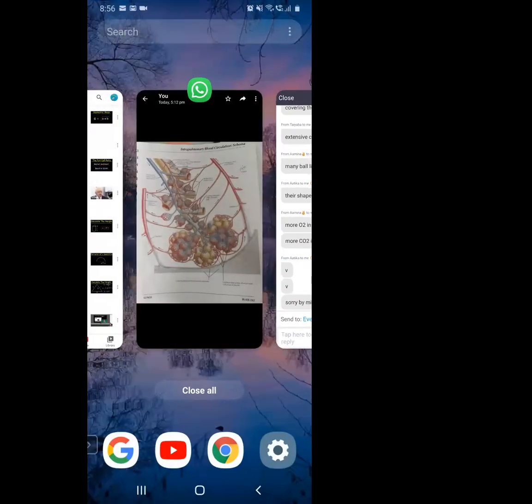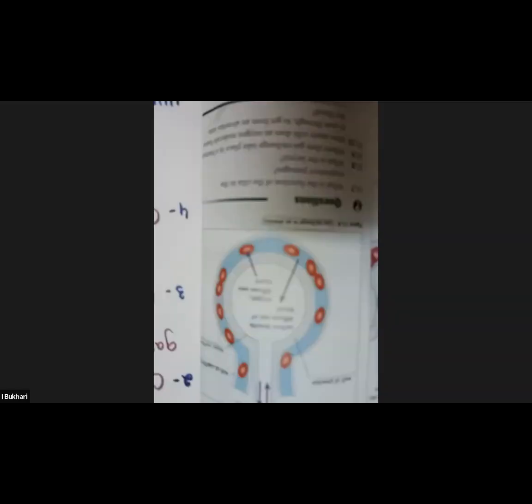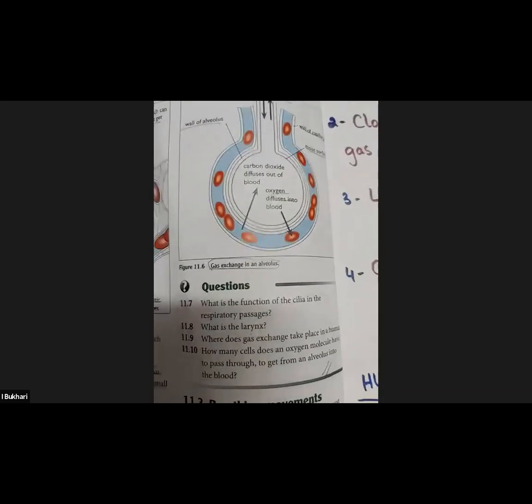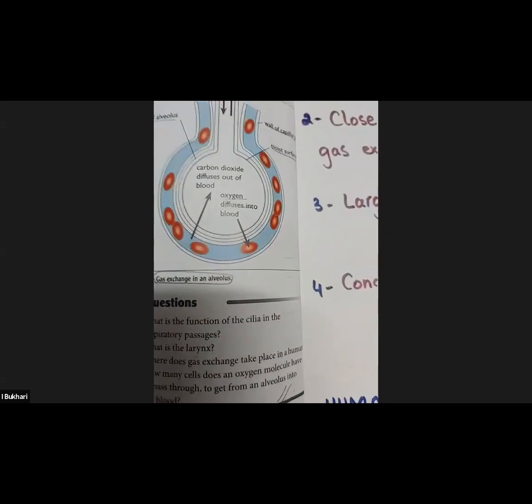Now only 4 minutes are left. Let me see if we can do some questions. What is the function of the cilia in the respiratory passages? Use the chat window. Yes, to move the mucus up to the throat, right? And therefore, the trapped dust particles as well, right?